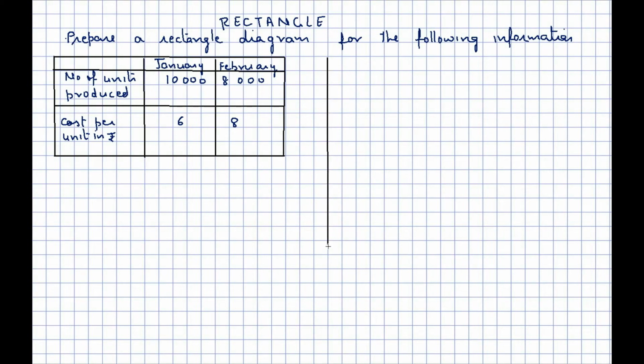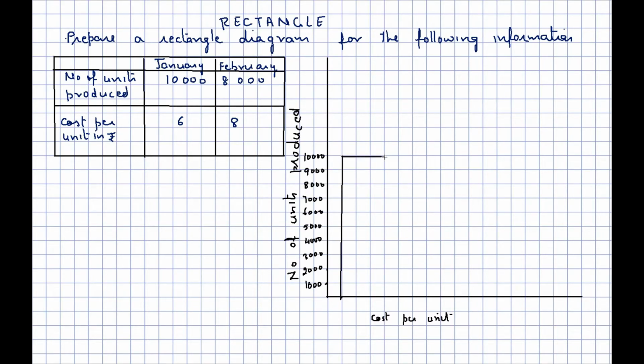Draw x-axis and y-axis. In a rectangle diagram, one of the variables is taken as length on one axis and another variable is taken as breadth on another axis. So on the x-axis write cost per unit, on the y-axis write number of units produced. Now take number of units produced, which is 10,000, as length, and cost per unit, which is 6, as breadth. Now draw the rectangle. Here the area is 60,000, length into breadth.